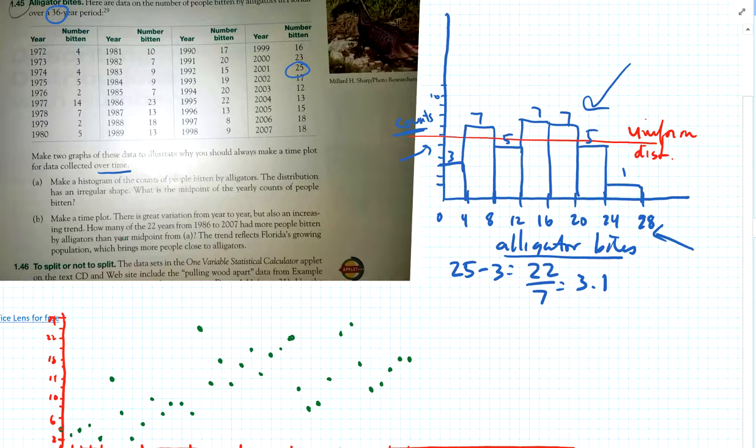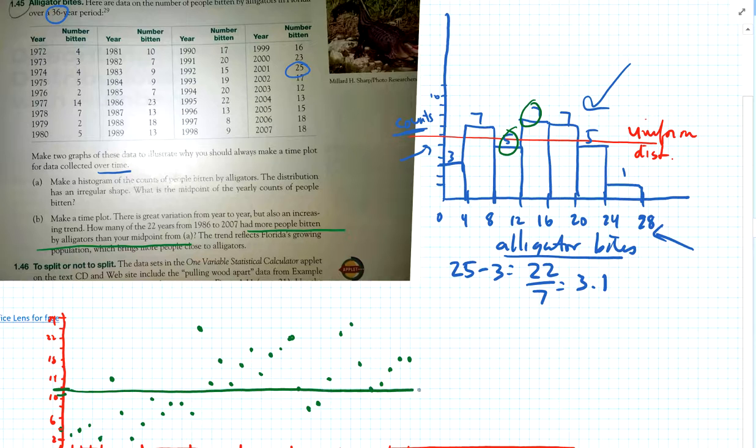Okay, the question they asked though is how many of the 22 years from '86 to 2007 had more people bitten by alligators than the midpoint from A? Well, what's the midpoint from A? We've got 36 data values, so 18 would be the midpoint. So we're going to count up 18. So 3, there's 10. 15 plus 7 is 22. So the midpoint's going to be somewhere between my 5 and my 7, somewhere right around 12 alligator bites. So here's my midpoint, 12 alligator bites.